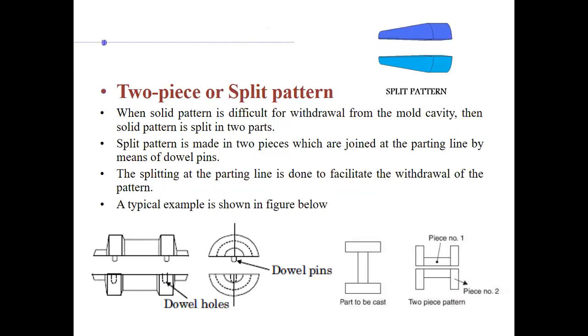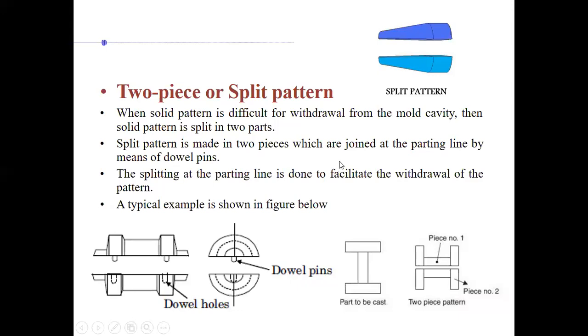You see the two piece or split pattern. As the name suggests, it is split into two, the top and bottom part, as you can see on the right here. Why is it used? When the solid pattern is difficult to withdraw from the mold cavity, the solid pattern is split into two parts. If the removal is too difficult, when you're removing it the molding sand might come off, and that will destroy the mold cavity. If the geometry is too complex to remove the pattern without totally disturbing the mold cavity, then you prefer a two piece or split pattern.